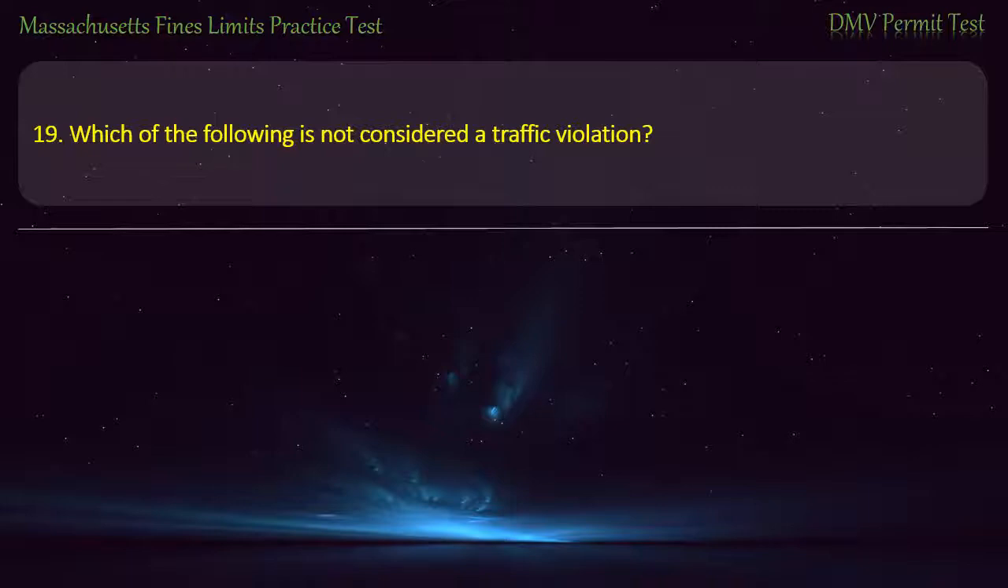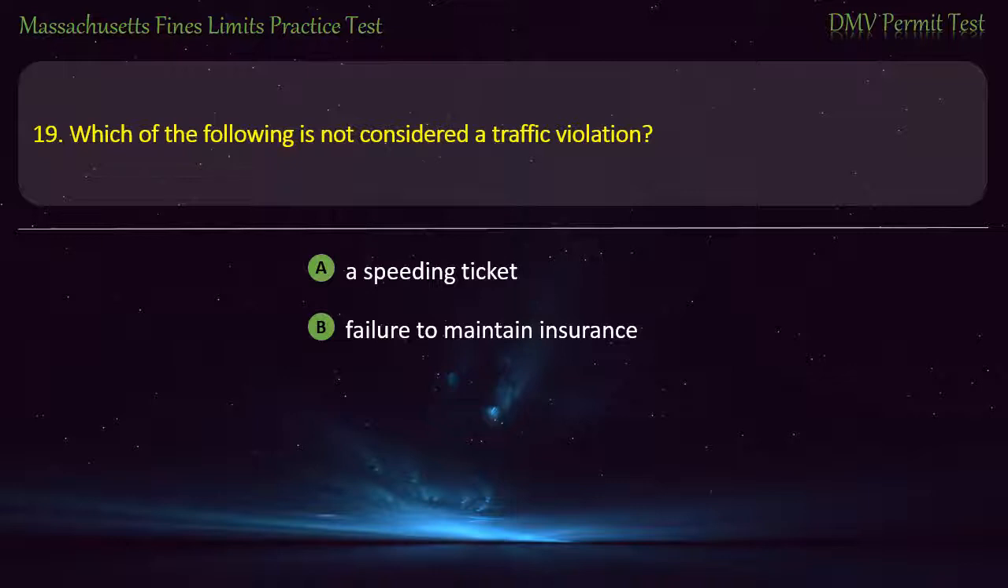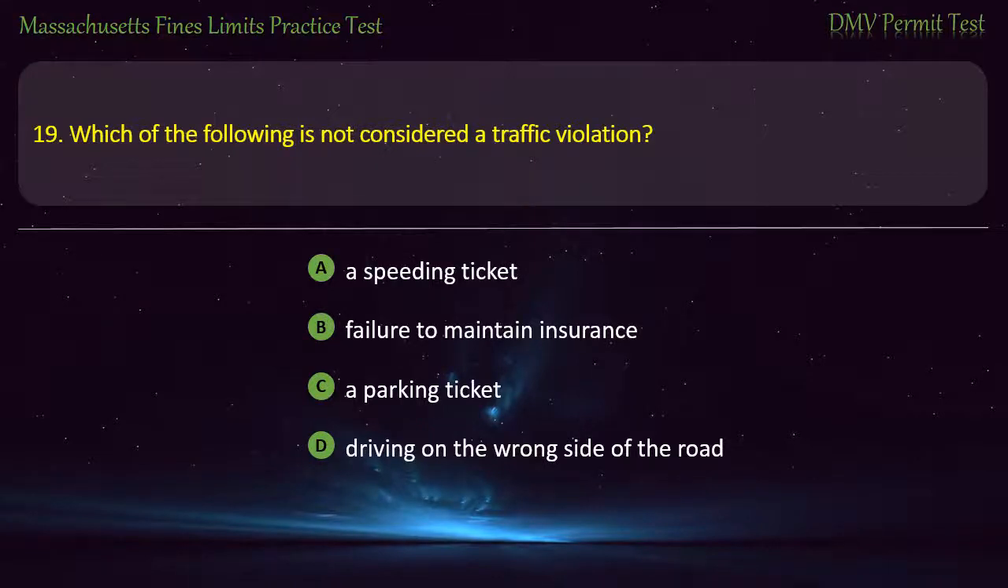Question 19. Which of the following is not considered a traffic violation? A speeding ticket. Failure to maintain insurance. A parking ticket. Driving on the wrong side of the road. Answer: A parking ticket.